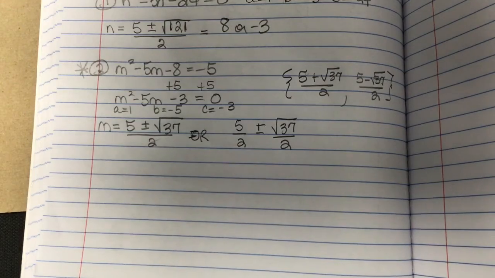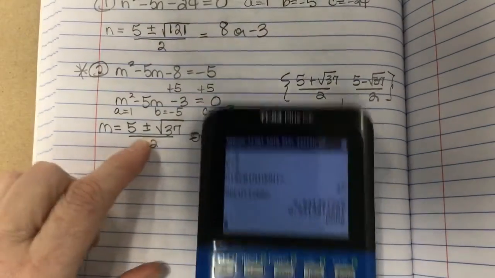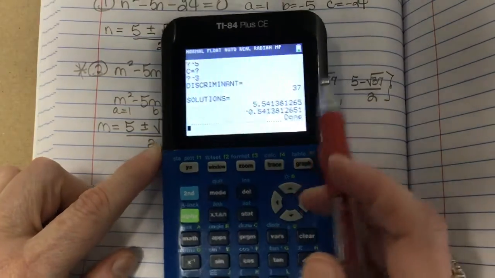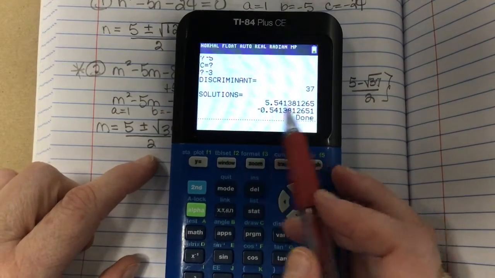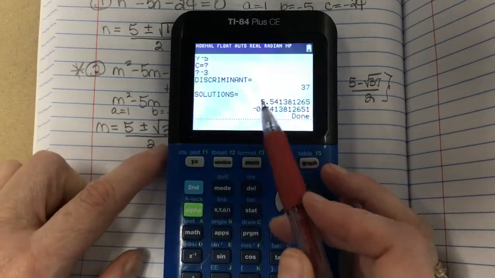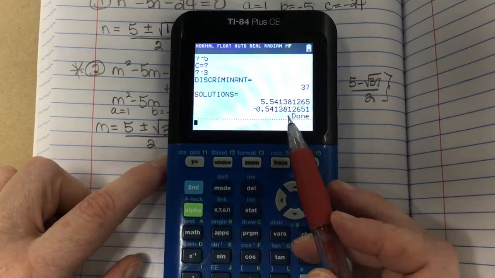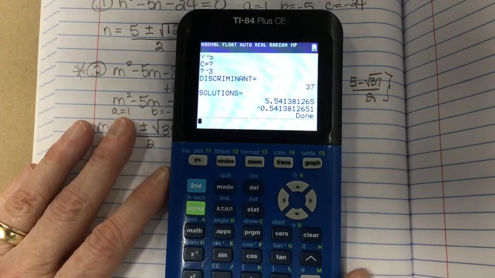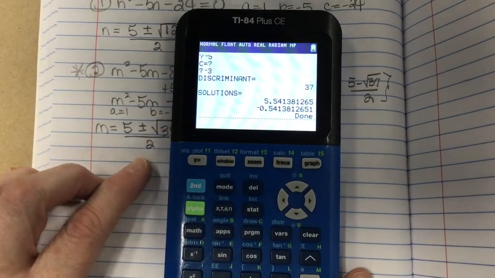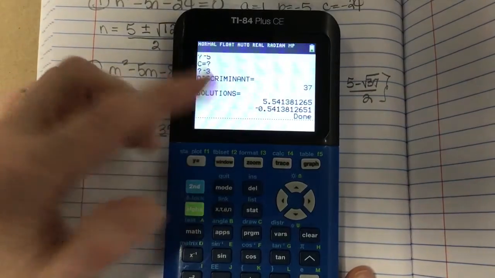And the top one is the 5 plus. So if you type 5 plus the square root of 37, enter, divide by 2, that's this one, and 5 minus the square root of 37, enter, or use parentheses, or that fraction, you know, that alpha x key, and then divide by 2. That's the 2 answers. But they're rounded.